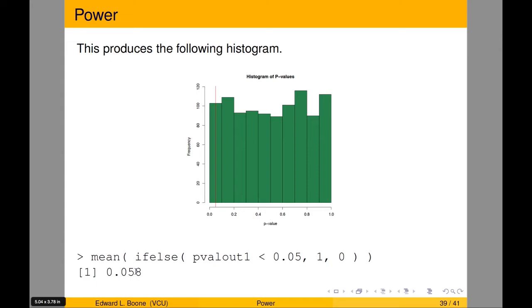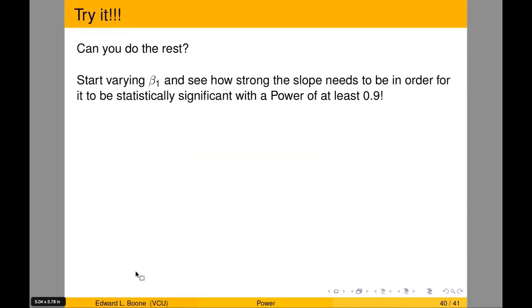All right, so let's increase the actual slope and see what happens. Oh, wait, this is where I've purposely set it up so that you can do this. If you understood what we did before, you should be able to go through exactly the same idea with B1 and see how strong the slope needs to be in order for it to be statistically significant with a power of at least 0.9. So I want you to go through and hunt this down. You have all the tools. You just need to follow through and knock this out. It's not that hard, but it is sort of how you do things.